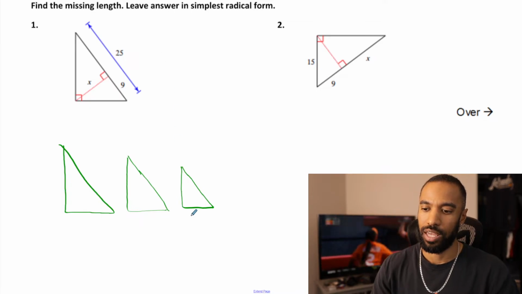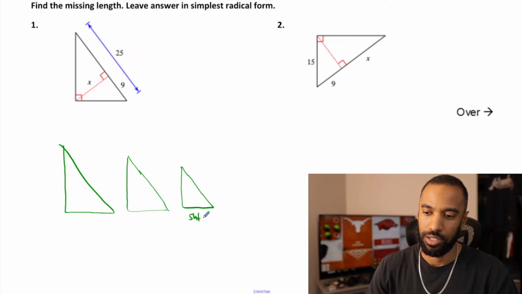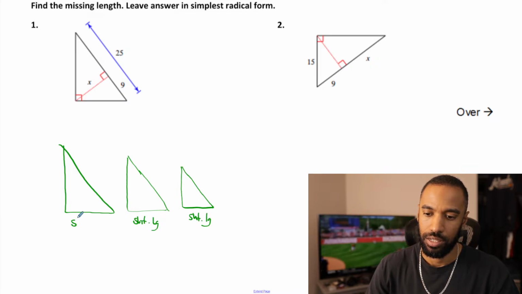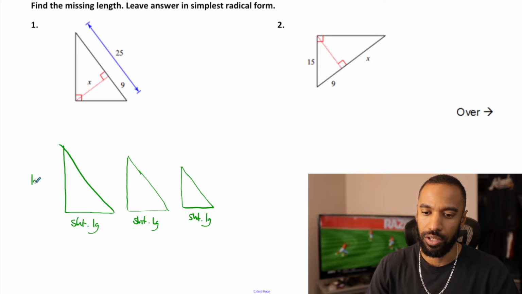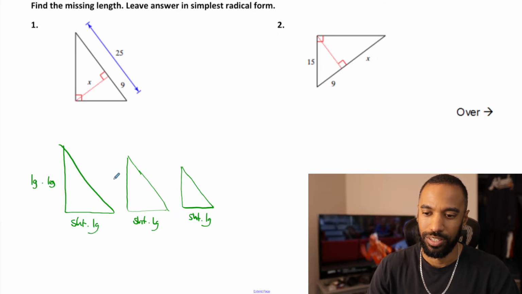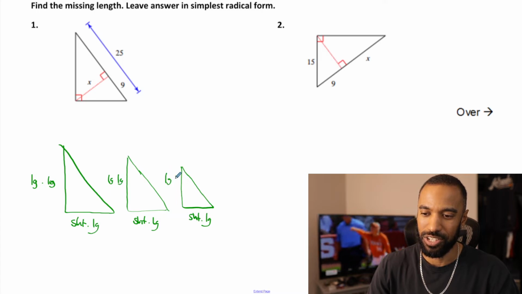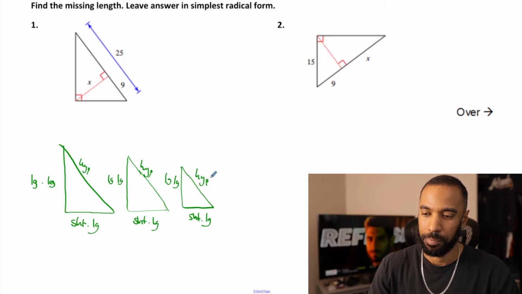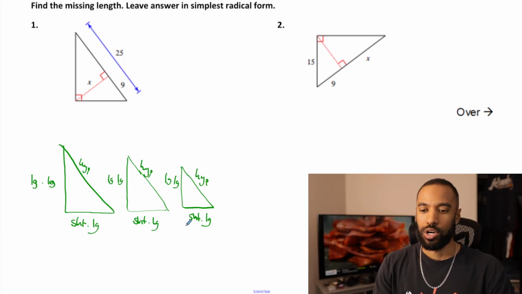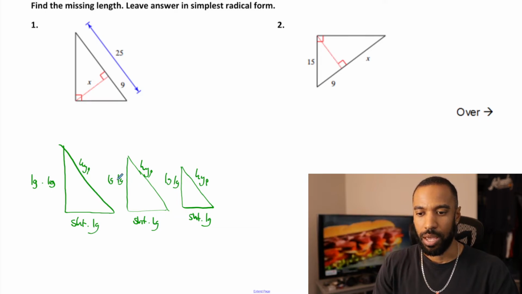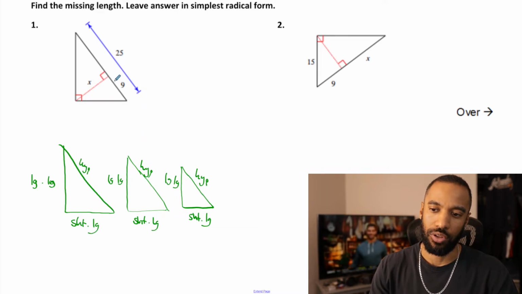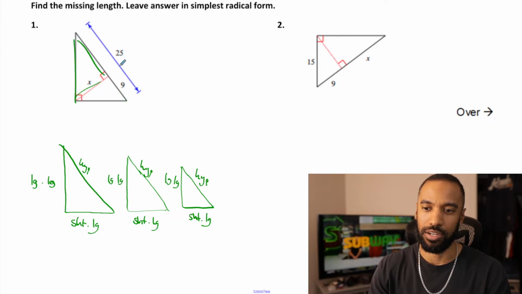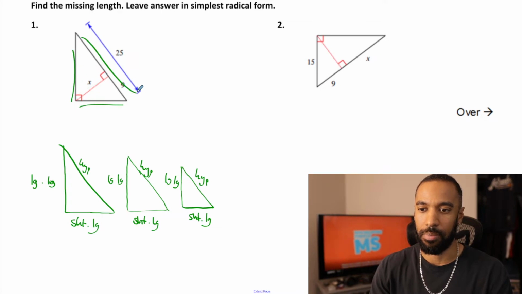Notice they all have a short leg, a long leg, and a hypotenuse. The short legs all correspond with each other. The long legs all correspond with each other. The hypotenuses all correspond with each other. In the small triangle, I have short leg, long leg, hypotenuse. In the medium triangle, I have short leg, long leg, hypotenuse. In the big triangle, I have short leg, long leg, hypotenuse.